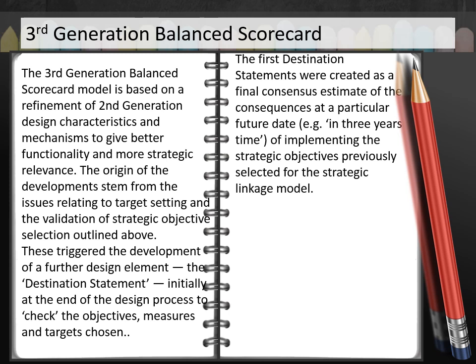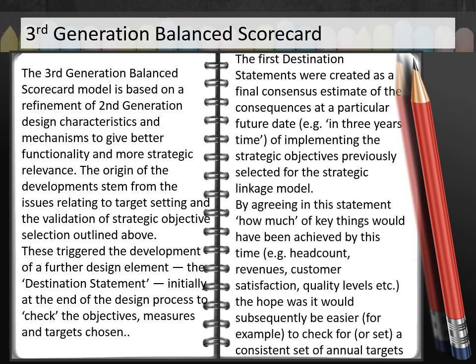The first destination statements were created as a final consensus estimate of the consequences at a particular future date, for example, in 3 years' time, of implementing the strategic objectives previously selected for the strategic linkage model. By agreeing in this statement how much of key things would have been achieved by this time, for example, headcount, revenues, customer satisfaction, quality levels, etc., the hope was it would be subsequently easier, for example, to check for or set a consistent set of annual targets.